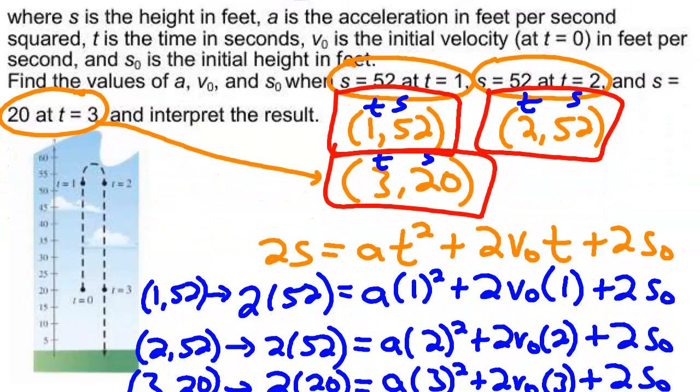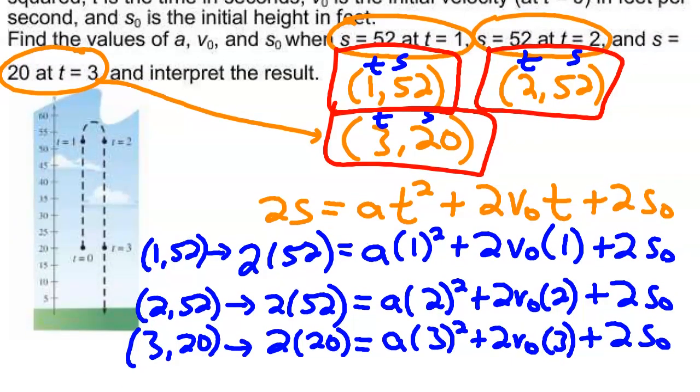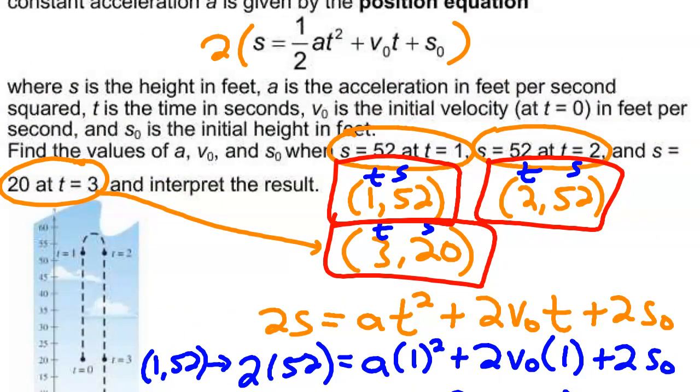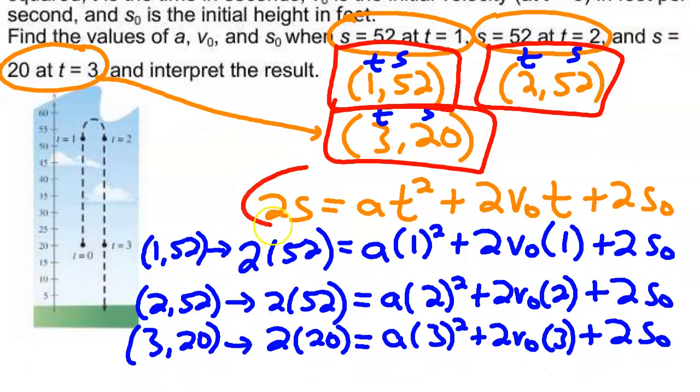What you're going to do with those 3 points is plug them into this formula. Now, what I did with the formula is I didn't like that fraction being there. I thought that was going to give me a hard time as I tried to solve the system of equations. So I multiplied both sides of that formula by 2 to make that 1/2 go away. So now my formula looks like this.